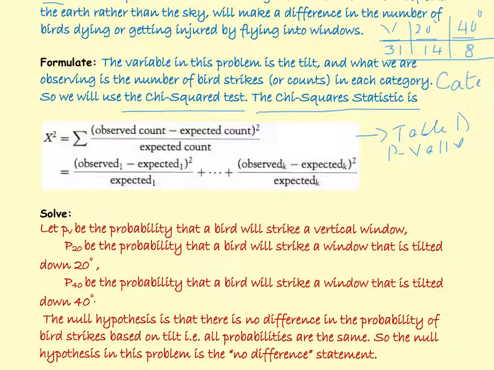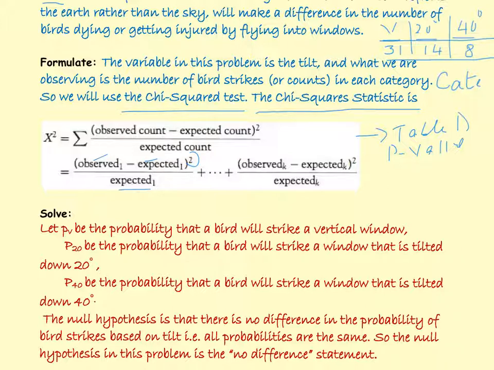So let's examine the chi-squared statistic. It's the observed counts minus the expected counts, square it, so that's a square, divided by the expected counts. So we need to first understand what are observed counts and what are expected counts. The counts that we get from the experiment conducted are the observed counts. So observed counts come from the observations of the experiment.